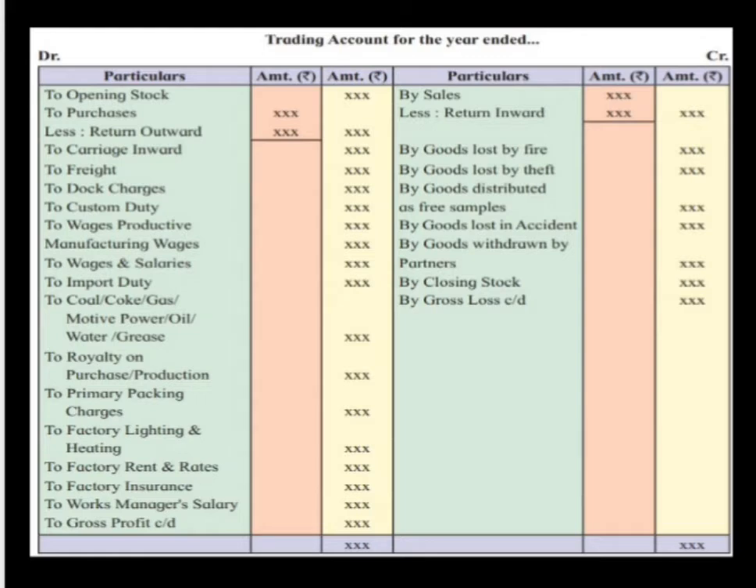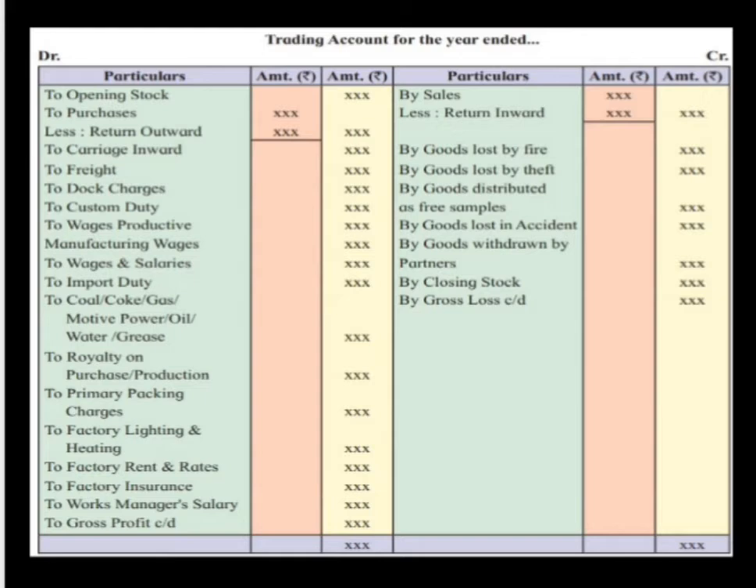To import duty, to coal, coke, gas, power, oil, water, grease, etc. Then to royalty on purchase, to primary packing charges, to factory lighting and heating, factory rent and rates, factory insurance, to works manager's salary. If you have observed, there are direct expenses as well as expenses related to the factory.